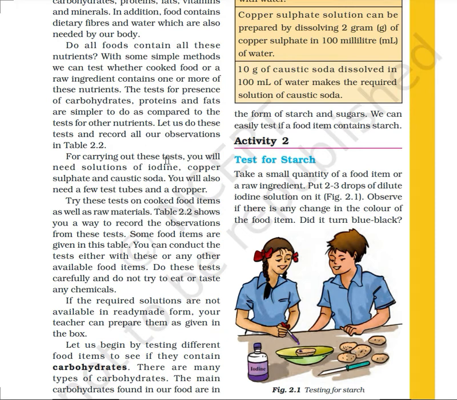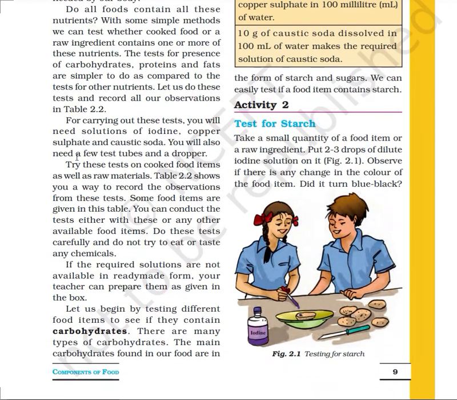For carrying out these tests, you will need solutions of iodine, copper sulfate, and caustic soda. You will also need a few test tubes and a dropper. Try these tests on cooked food items as well as raw materials. Table 2.2 shows you a way to record the observation from these tests. Some food items are given in this table. You can conduct the tests either with these or any other available food items.